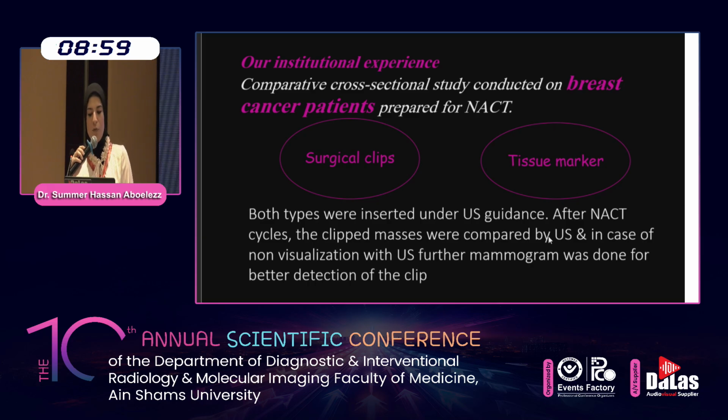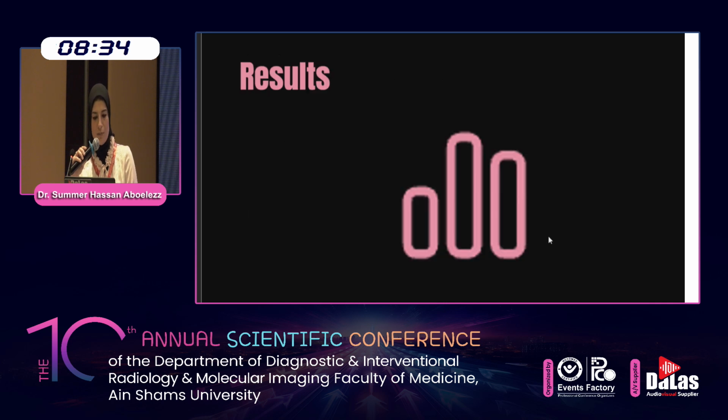Now let's move on from the theory to our practice. I'll share our institutional experience. We conducted a comparative cross-sectional study on breast cancer patients prepared for neoadjuvant chemotherapy using surgical clips and tissue markers. Both types were inserted under ultrasound guidance, and after the neoadjuvant therapy, the clipped masses were compared by ultrasound, and in case of non-visualization, further mammograms were done.